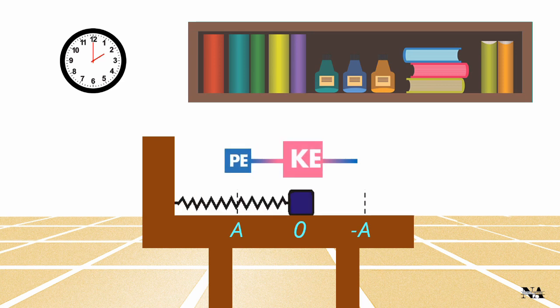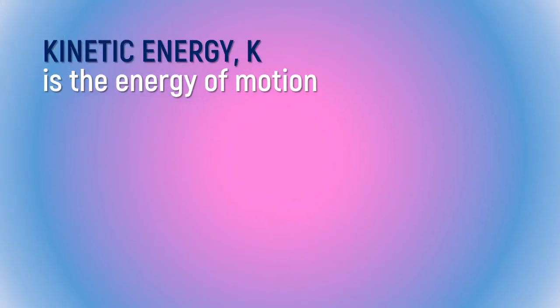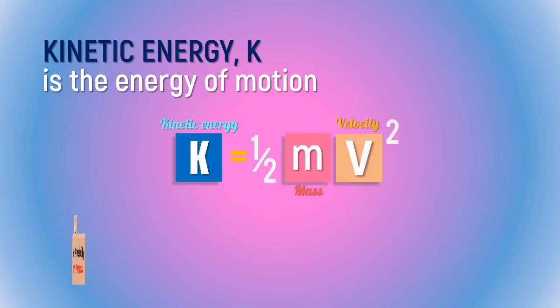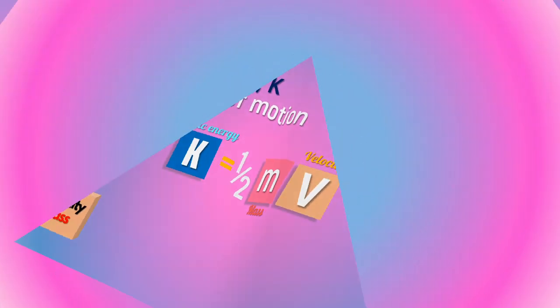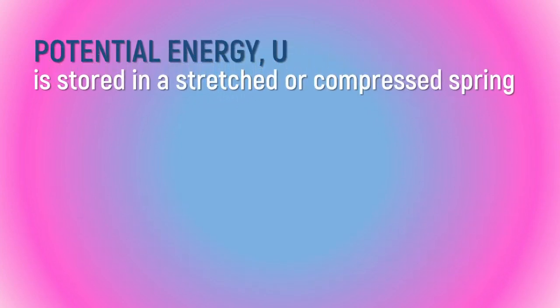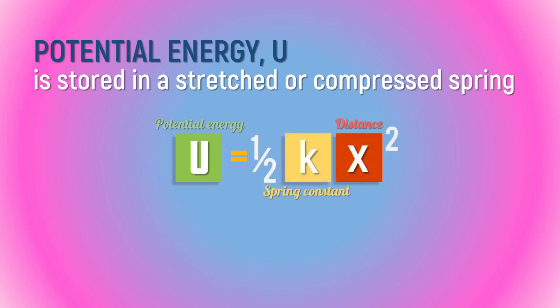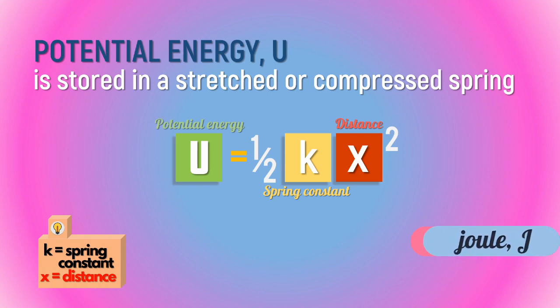As the block compresses and stretches the spring, kinetic energy and potential energy come into play. Kinetic energy is the energy of motion, given by K equals half mv squared, where v is the velocity of the mass m. Potential energy is stored in a stretched or compressed spring, given by U equals half kx squared, where k is the spring constant and x is the distance.